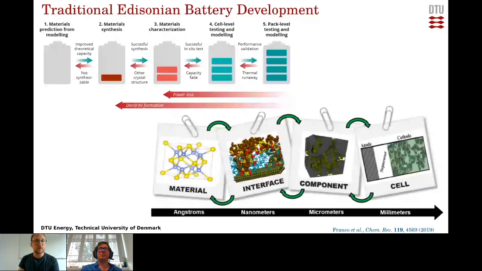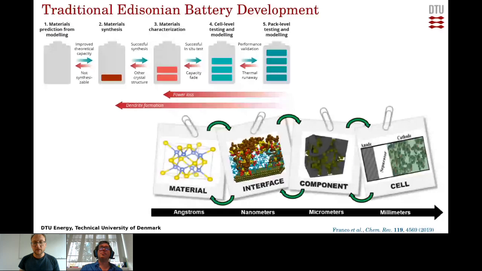More or less what happened up to now is that the development of new batteries follows an Edisonian process. We develop first the materials, then we try the synthesis, then we characterize, we go to the cell level and the pack level, and all of these have feedback back and forth, but we go step by step. This is something we would like to accelerate.